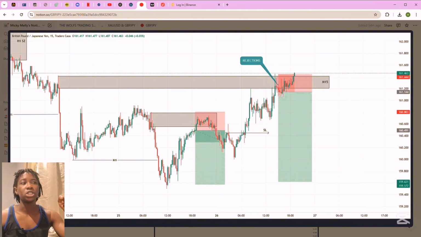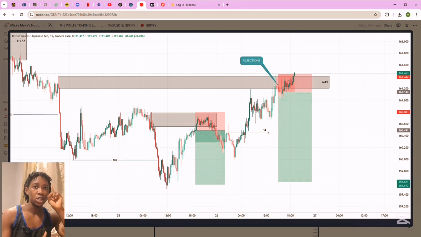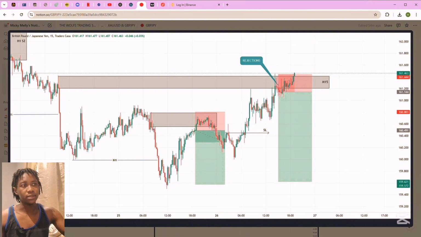I took those entries because of the rejection I was seeing. This particular rejection is not healthy because there are too many rejections inside, and I had to wait for an extra confirmation. That is the engulfing candlestick, and wait for a little retracement inside the engulfing candlestick before I can take my trade right there, but I didn't, and I took it right there. Once I saw the rejection, that triggered me, and I took my entry from there.